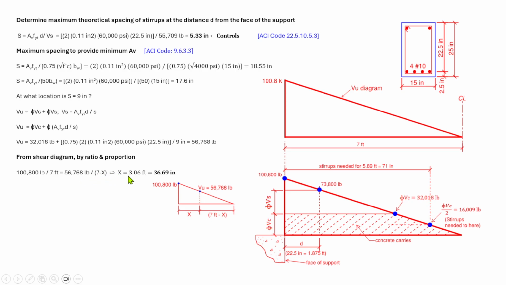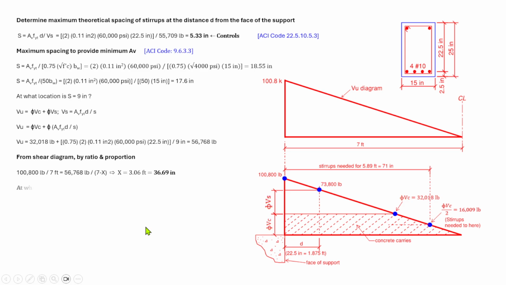So calculating the x is 3.06 feet, which is equivalent to 36.69 inches. So from the face of the support, that is 3.06 feet. So that is the required spacing, 9 inches on center, if you use that spacing.